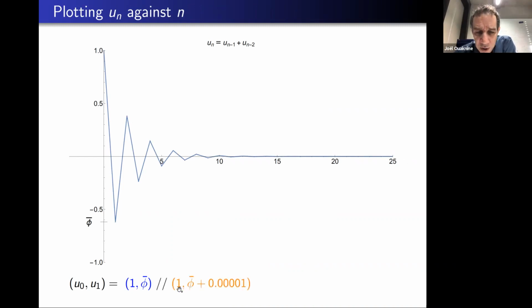What if I were to start at 1, something a tiny bit above phi bar? Then perhaps unsurprisingly, I mimic the minimal solution for a little bit. And then around 15 or so, I start diverging to plus infinity. And if I were to start instead at 1, phi bar minus something, a little bit below phi bar, then I would mimic again for a while and then go to minus infinity.